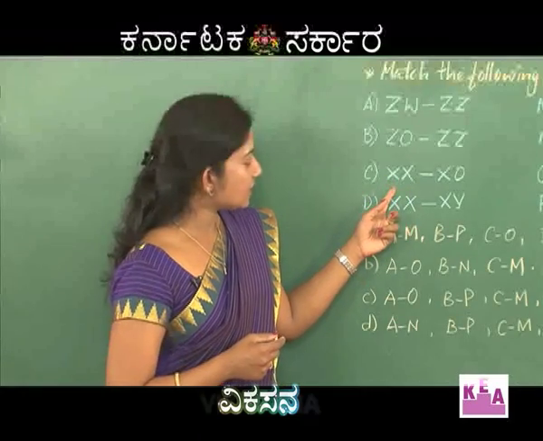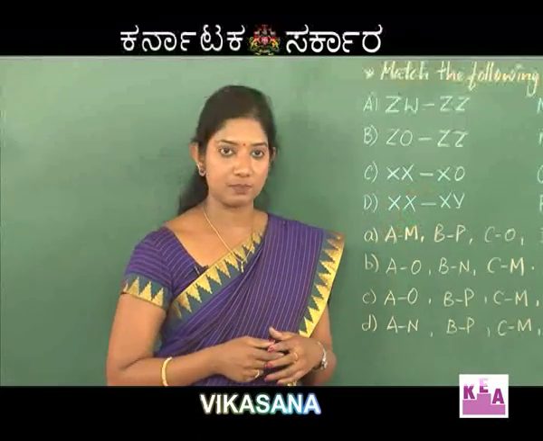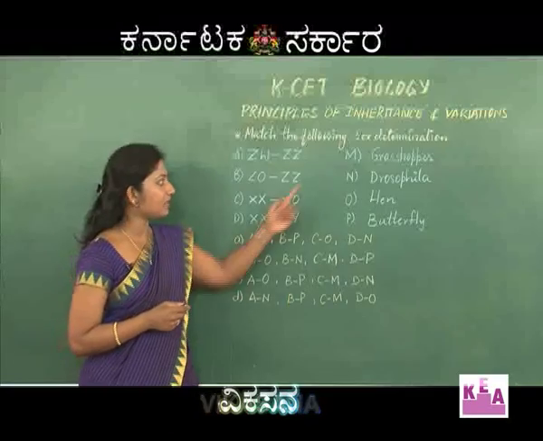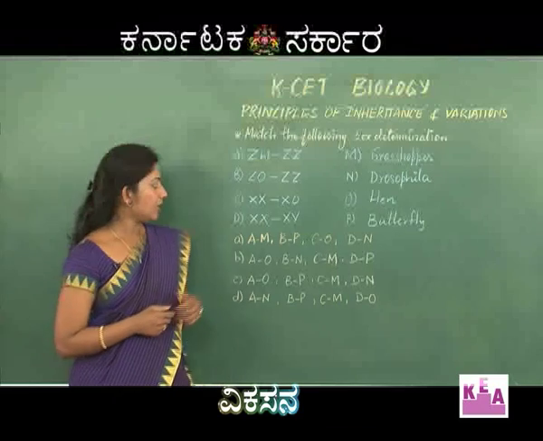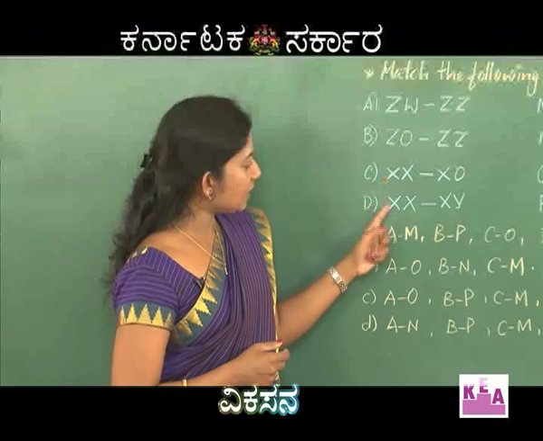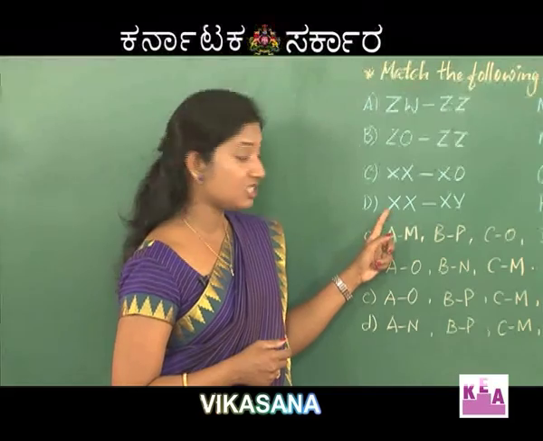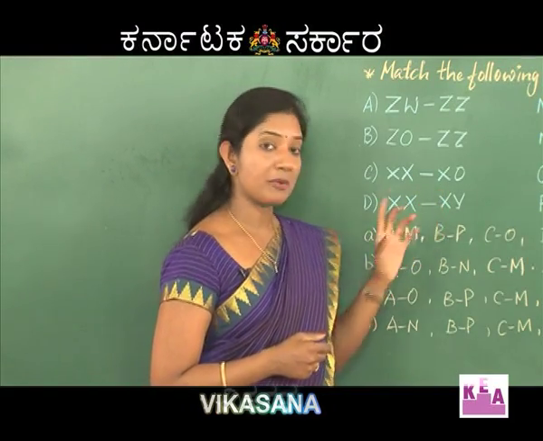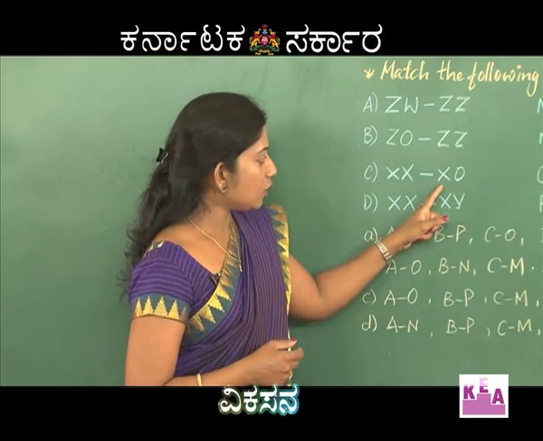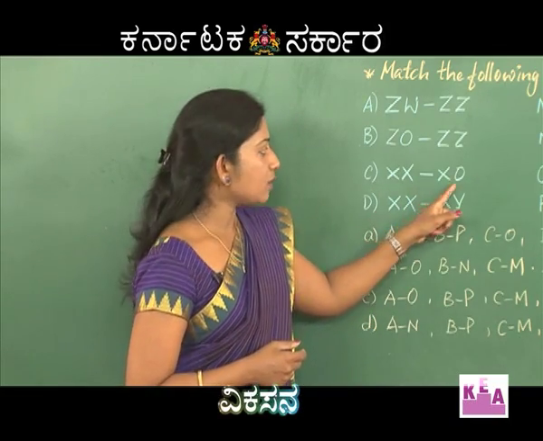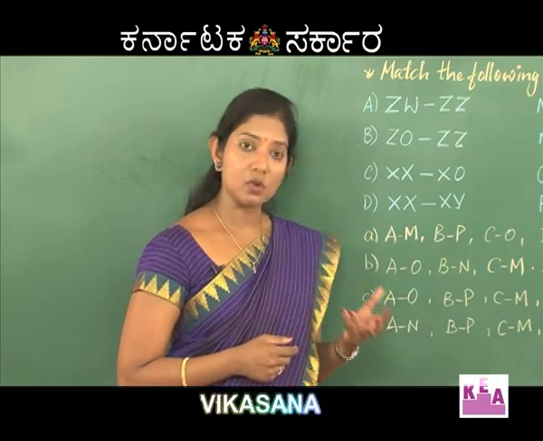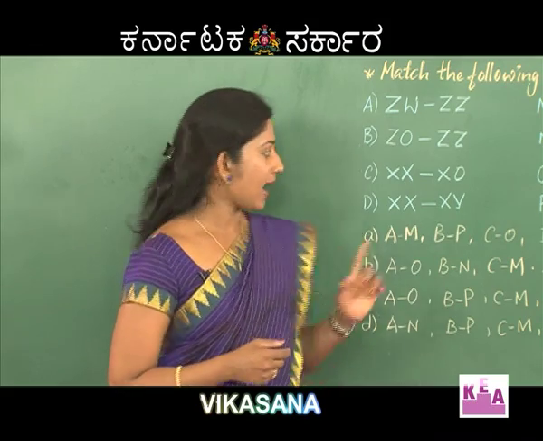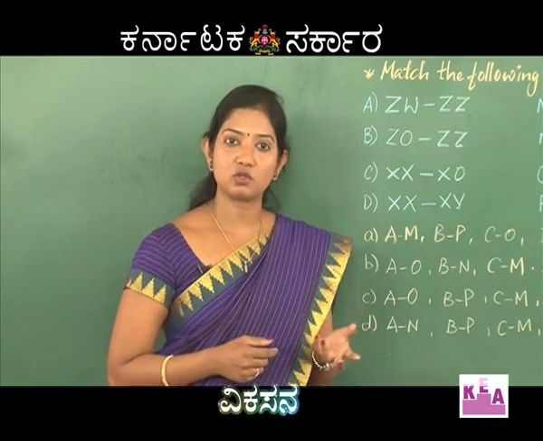The next one is XX and X0 type. This is generally found in some insects, for example grasshopper. This is similar to the previous type of sex determination, but the difference lies in the heterogametic condition of male. In male the Y chromosome is absent, or in other words, the male will have only 1 X chromosome, and in females there are 2 X chromosomes.